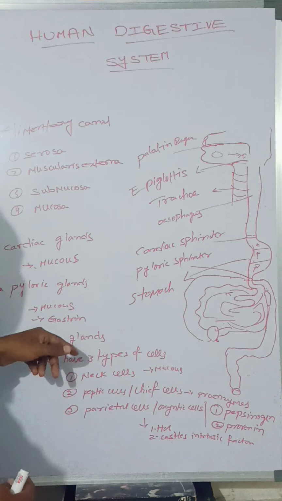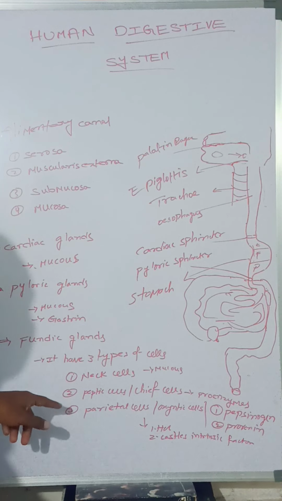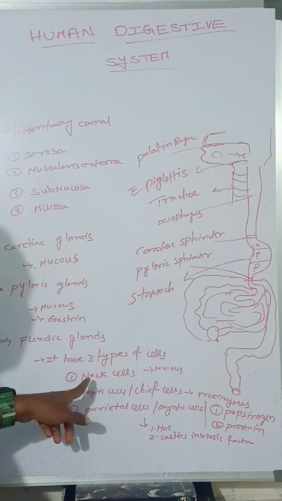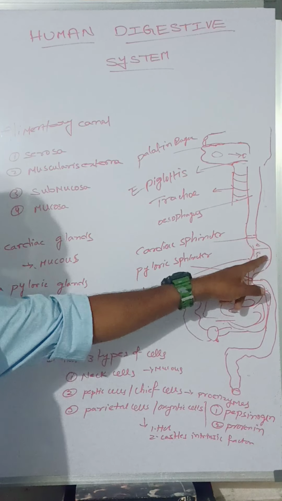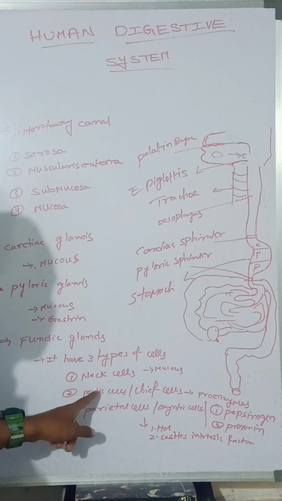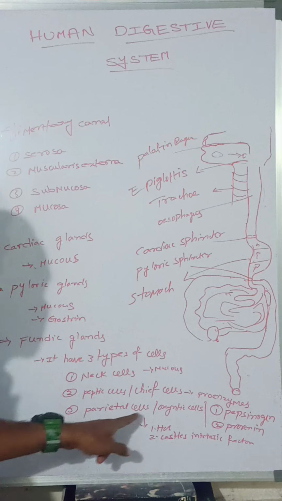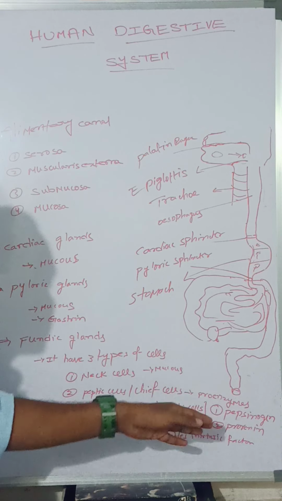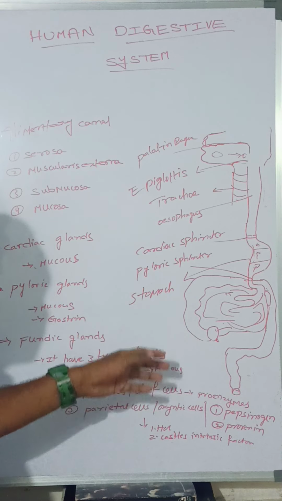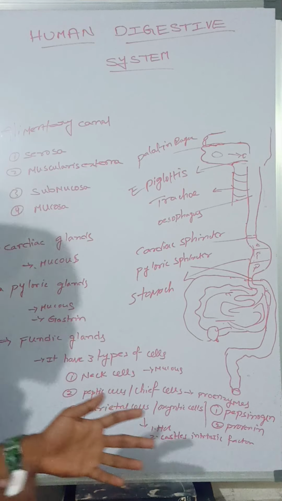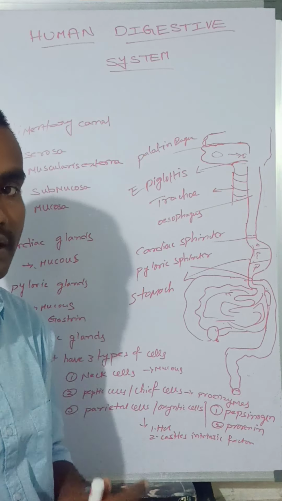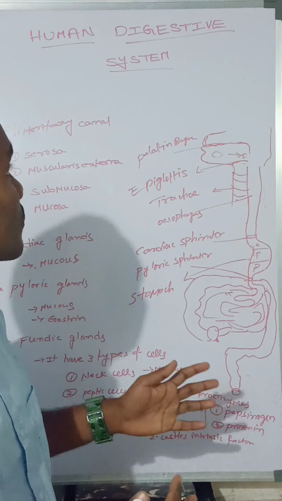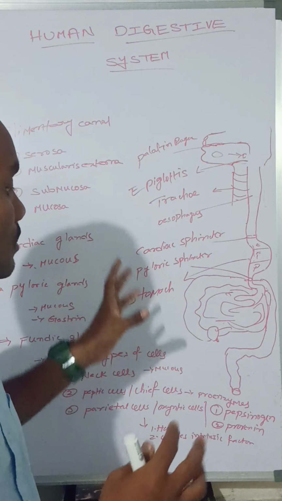These are the enzymes they secrete. The fundic glands have three types of cells: neck cells, peptic cells or chief cells, and parietal cells or oxyntic cells, and their enzymes. How they affect the food, we will discuss in upcoming lectures. I think you got a little bit of clarity on these things.